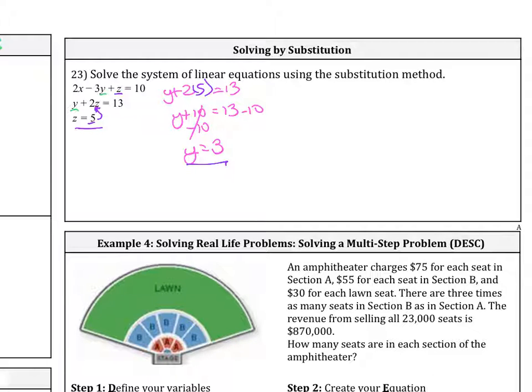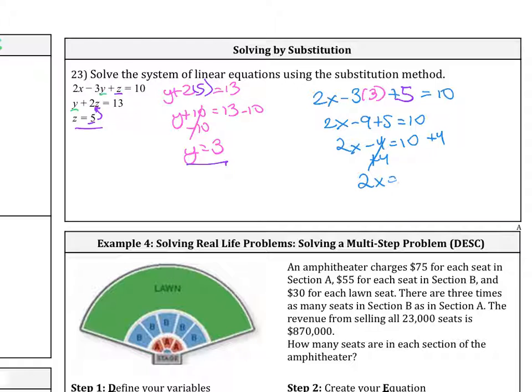So now I'm going to plug both of those into the top equation to find x. 2x minus 3 times 3 plus my z value of 5, and that equals 10. So 2x minus 9 plus 5 equals 10. 2x minus 4 equals 10. Add 4. I get 2x equals 14, or x equals 7. So the solution is 7, 3, 5.